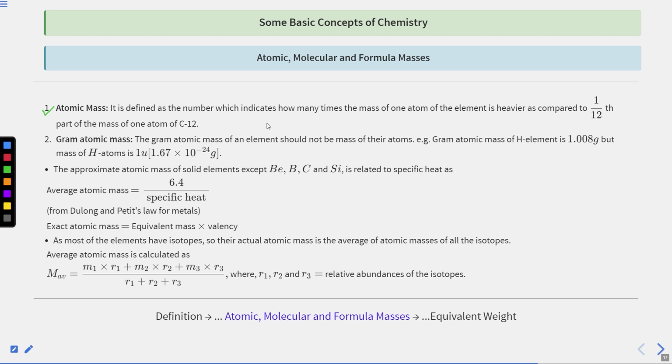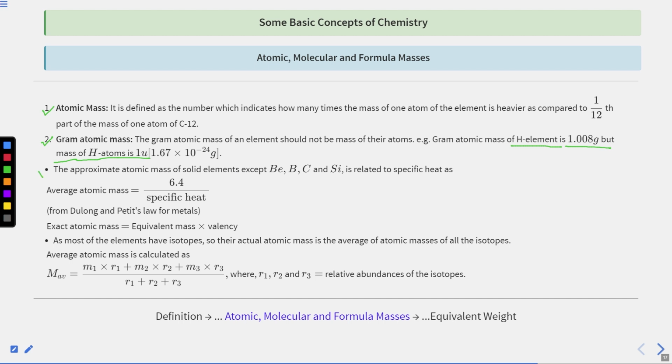It is defined as a number which indicates how many times the mass of one atom of the element is heavier as compared to 1/12th part of the mass of one atom of carbon-12. Okay. Second, gram atomic mass. The gram atomic mass of an element should not be confused with the mass of the atom. So these two have to be different. For example, the gram atomic mass of hydrogen element is 1.008 gram, but the atomic mass of a hydrogen atom is 1 unit, that is 1.67 into 10 to the power minus 24 gram.